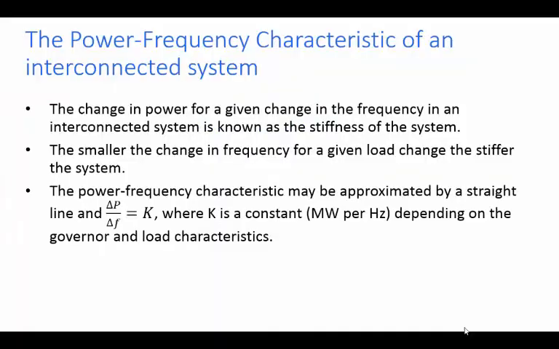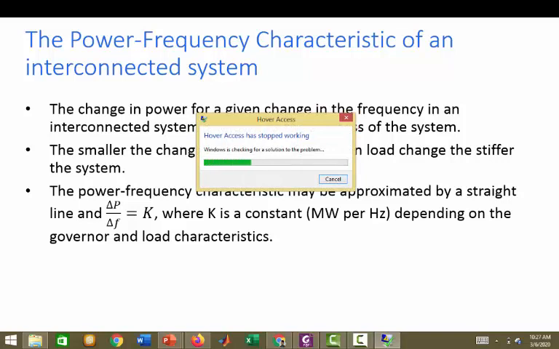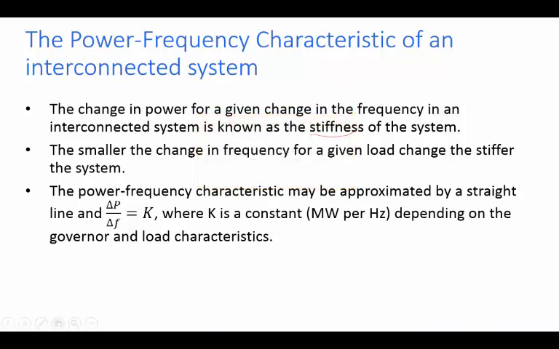Today we will continue our lecture on the topic for chapter 4, active power control or real power control. A subtopic of active power control is the power frequency characteristics of an interconnected system. The change in power for a given change in the frequency in an interconnected system is known as the stiffness. So the smaller the change in frequency for a given load change, the stiffer the system.